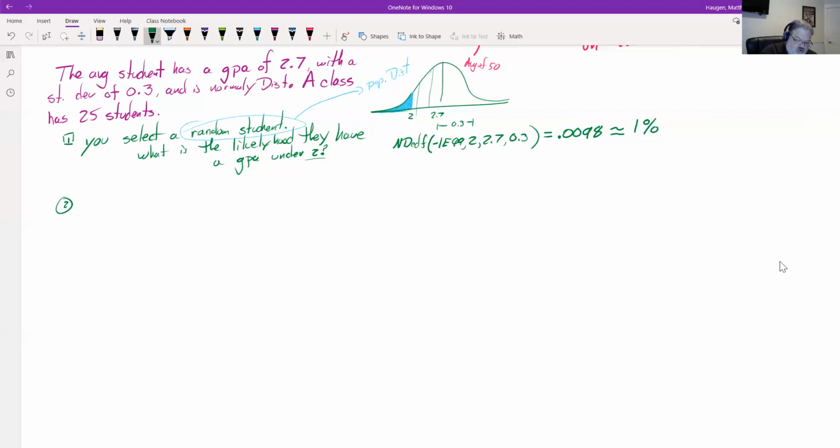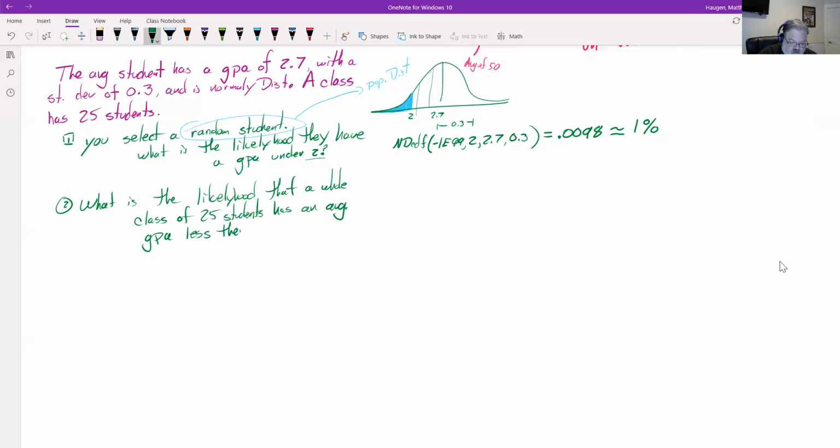What is the likelihood that a whole class of 25 students has an average GPA less than, do you want to stay with that less than 2 to compare them, or do you want to use a different value? Michelle, you want to stay with the 2? Okay, less than 2.